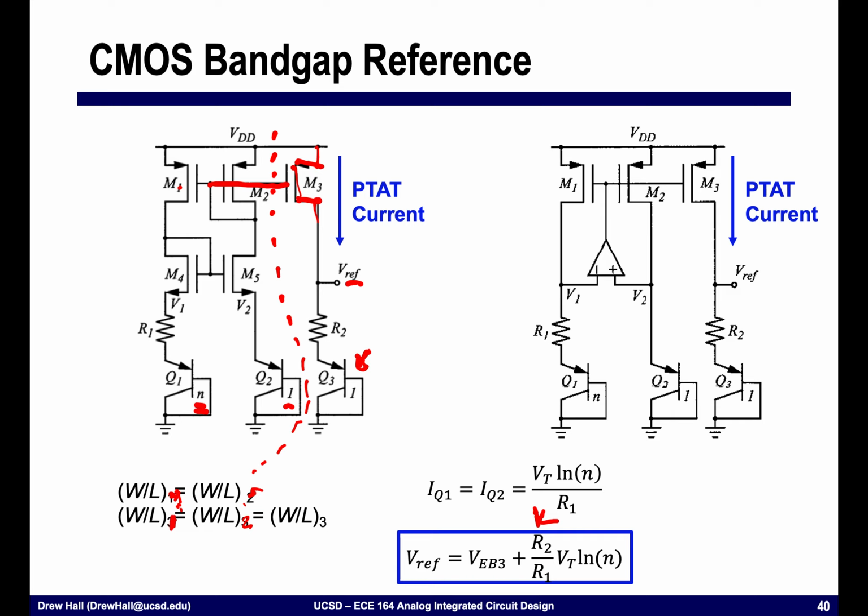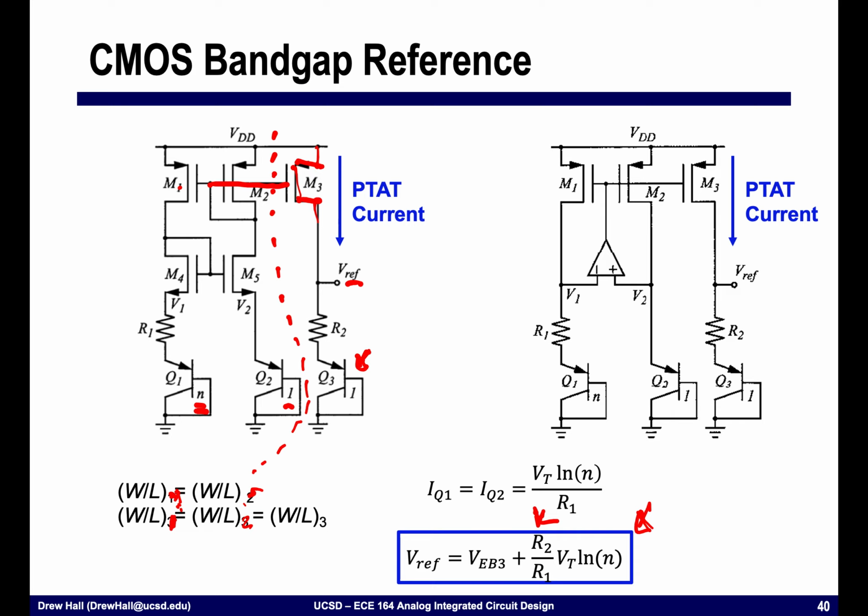Alternatively, we can implement this with an amplifier. This amplifier is essentially taking the place of the diode connected device. It provides a little bit more loop gain, as we'll see later on in this class, that can be useful for this. Functionally, it's exactly the same in how it generates this output reference voltage.